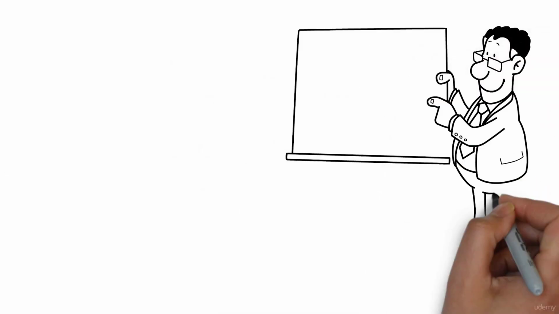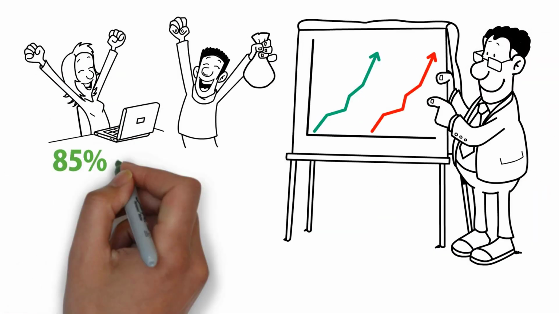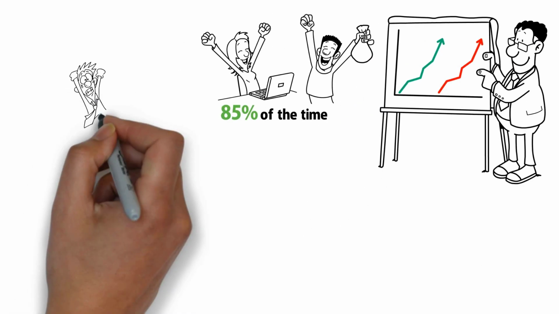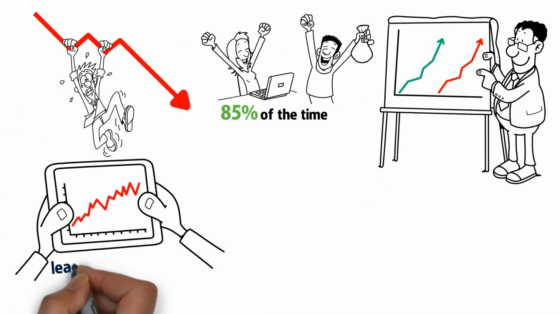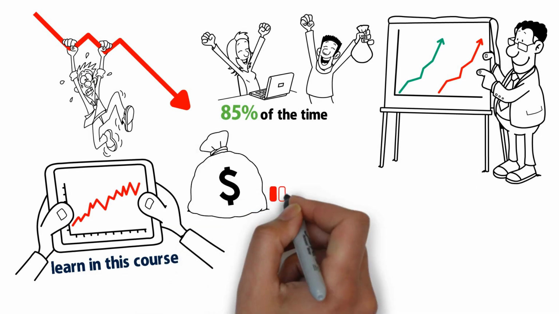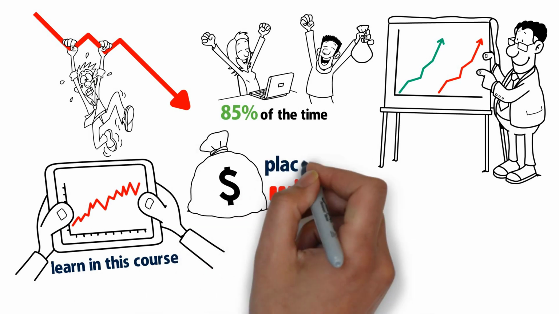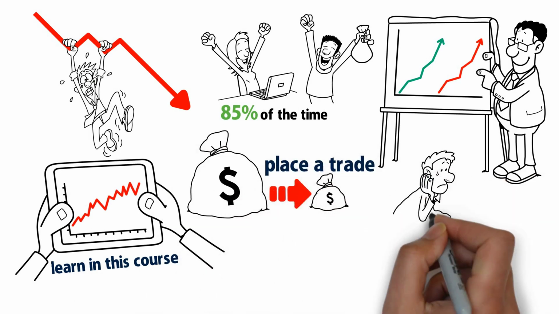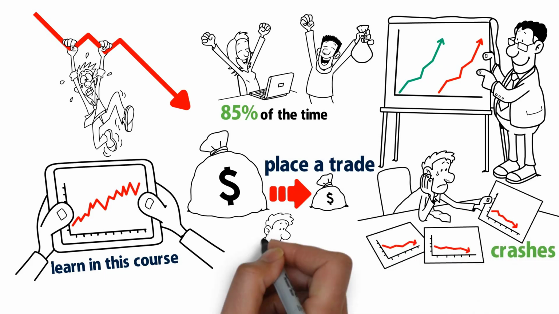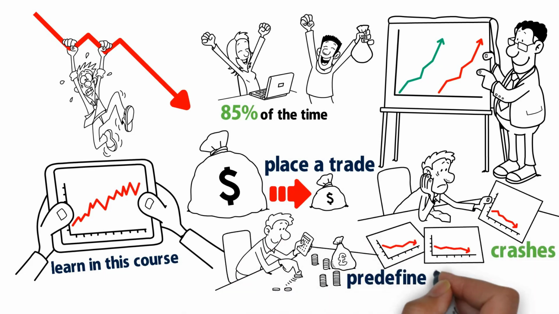How to set up high probability trades and make money 85% of the time. Learn to define your risk. With the method of trading as per the workshop, you'll know exactly when to place a trade. It does not matter if the stock market crashes. You won't lose more than a predefined amount.